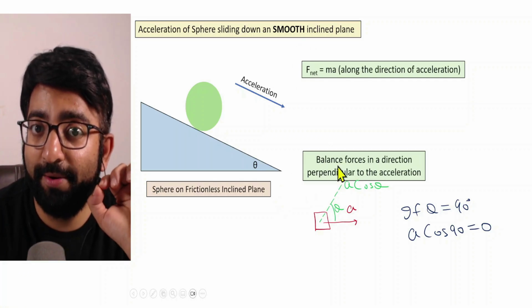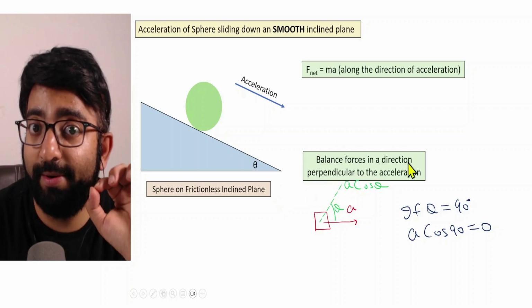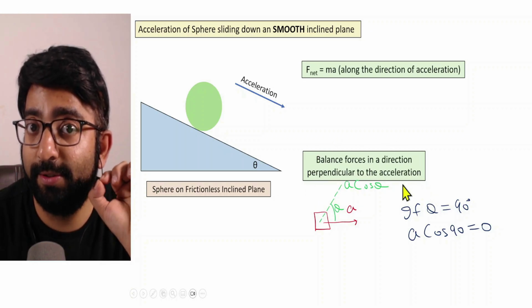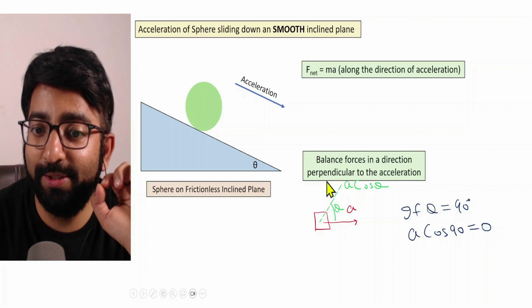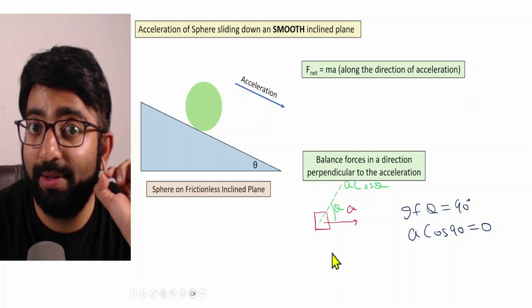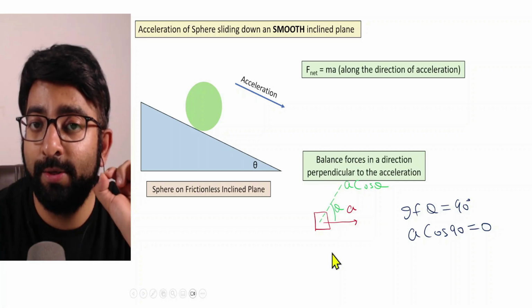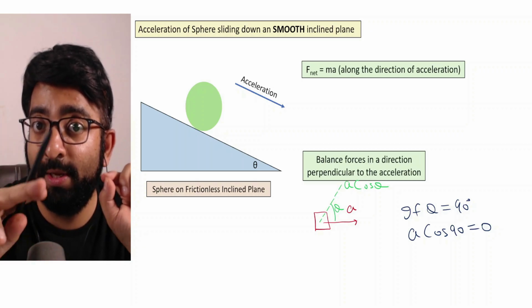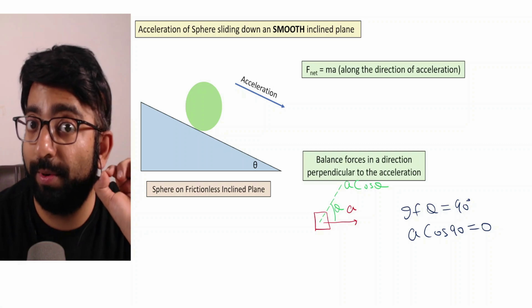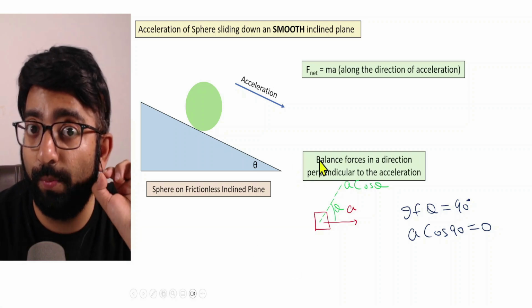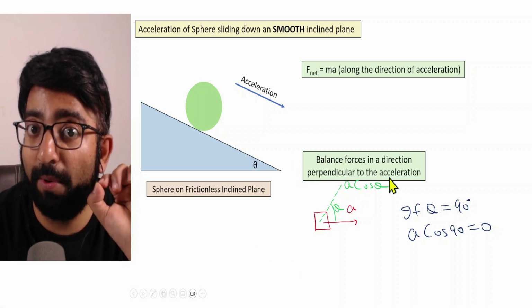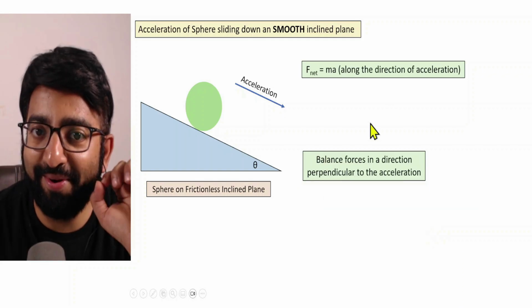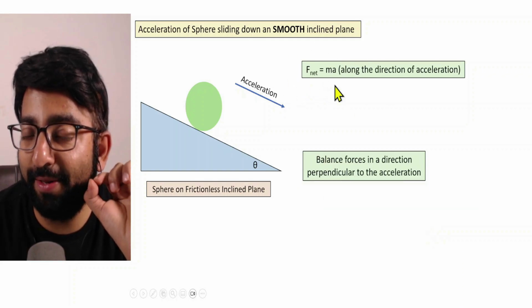So step 2, which we are discussing, is balance forces in a direction perpendicular to the acceleration. What this statement actually means is perpendicular to the acceleration, the net force is always 0. So imagine we have some forces going upwards and some forces going downwards. They need to cancel each other out because we need the net force to be 0 in the direction which is perpendicular to acceleration. All right, now back to the step one, F net is equal to ma.